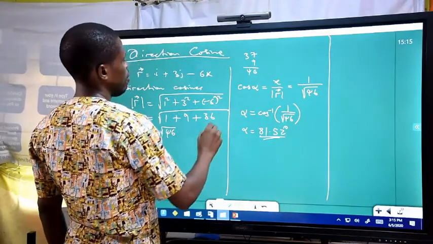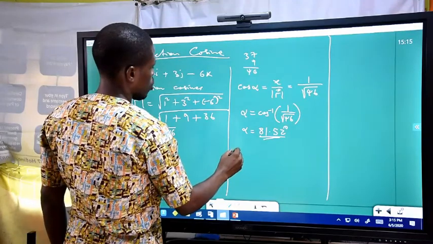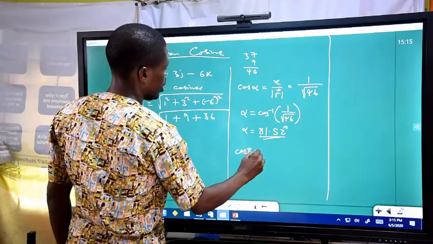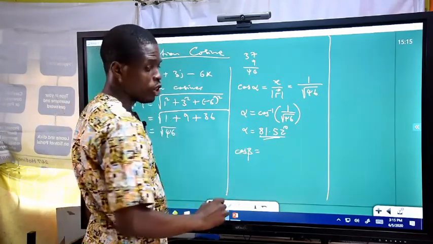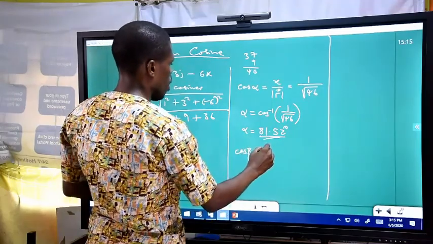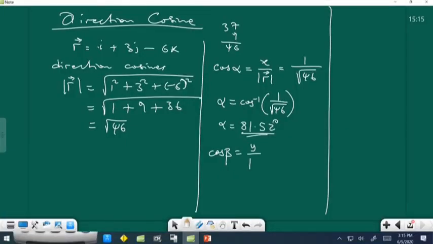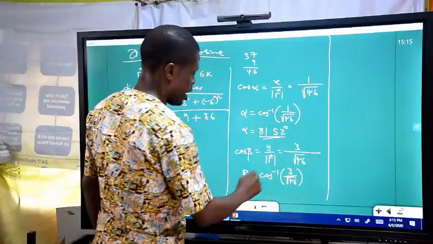So we can also find the values of beta and gamma. For beta, cos beta is equal to y divided by the modulus. What is y? y is 3 here, all divided by the same value we obtained, root 46. You can also do the estimation using your calculator: cos inverse of 3 divided by root 46. So we have the answer for that.